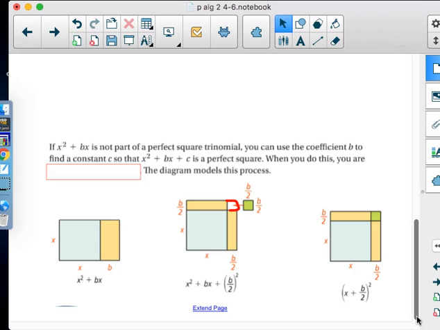So if x squared plus bx is not part of a perfect square trinomial, you could use that coefficient of b to figure out a constant c so that we would make it be a perfect square trinomial. When you do this, you are completing the square. And I'll go through this visual again so everybody can see that. But the name of the process is based on the visual of the fact that we are finishing up a square. Everybody remember what a square has to have from geometry? 4 90-degree angles and 4 congruent sides to be a square.